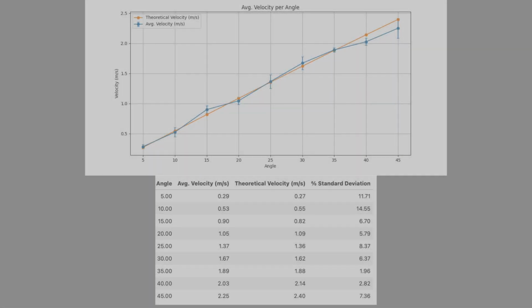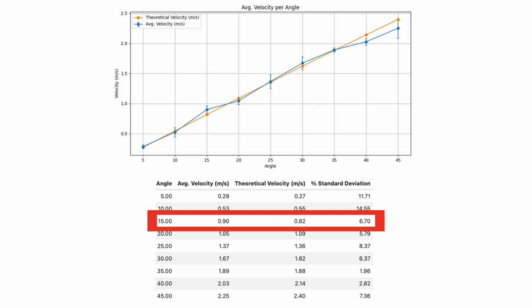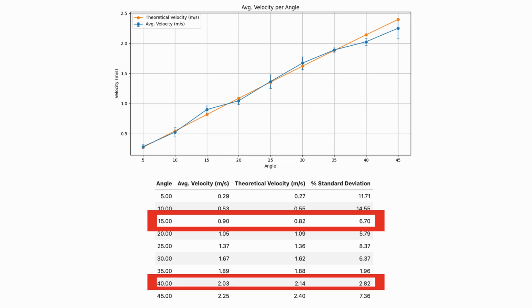And these are the results we collected. The data was collected and processed using Excel and Desmos, including inbuilt processes such as averaging, standard deviation, and graphing. Based on the comparisons of the expected velocity to the data collected, the hypothesis wasn't entirely supported, as the theoretical velocity for 15 degrees and 40 degrees were outside of the experimental standard deviation.